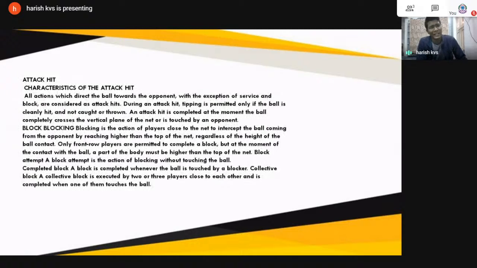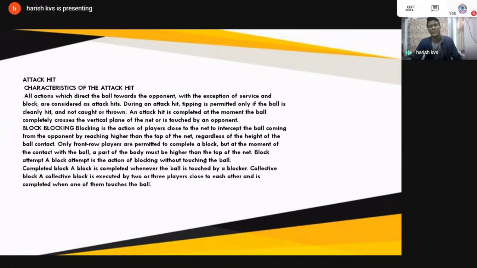So let us see the different types of hits that can be made in volleyball. Characteristics of the attack hit: all the actions which direct the ball towards the opponent, except service, are considered attack hits. During an attack hit, tipping is permitted only if the ball is cleanly hit and not caught or thrown. See what tipping means. If you are going for a complete spike, a player would be hitting the ball with his arm very ferociously with a greater force.